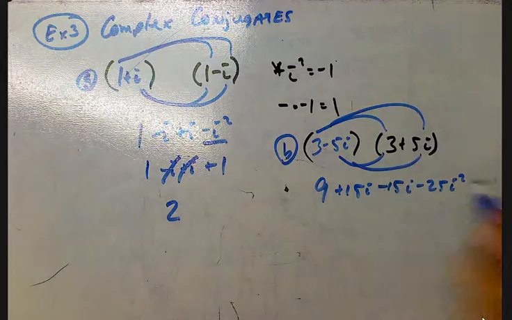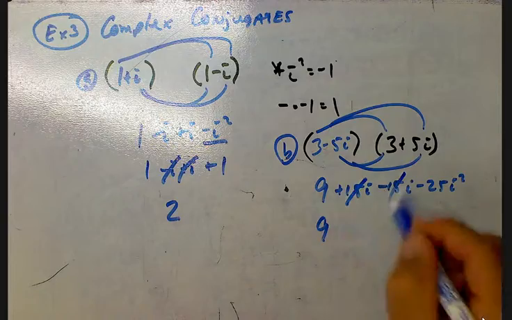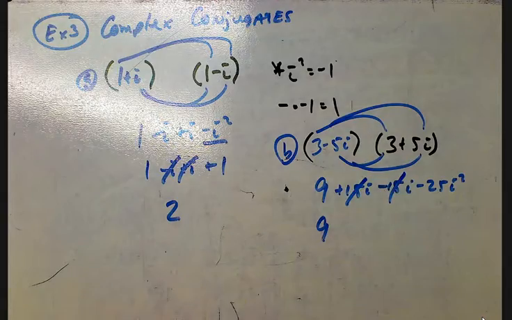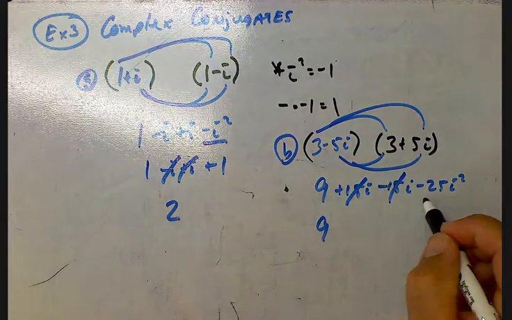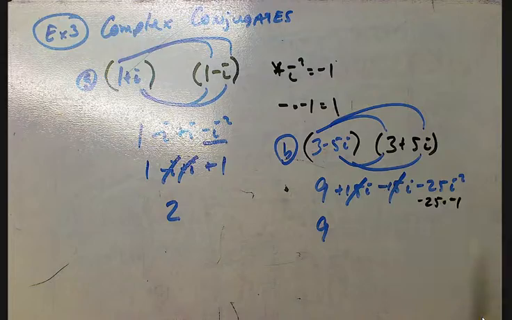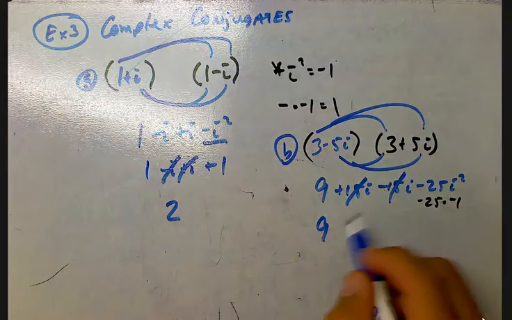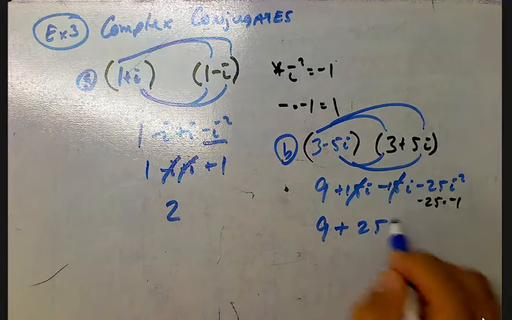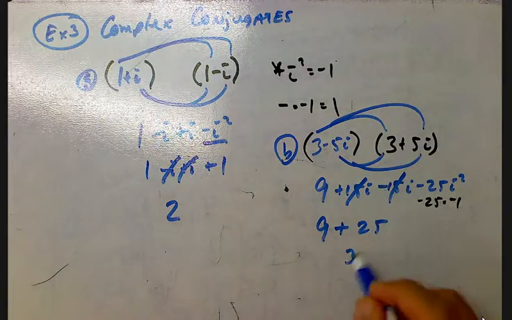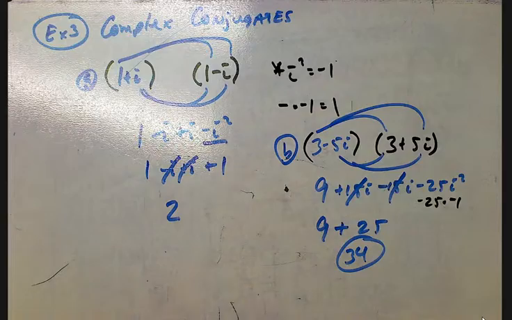So 9. Those two cancel each other out. Remember that negative 25i squared means negative 25 times negative 1. So negative 25i squared would be the same thing as positive 25. 9 plus 25 is 34. They are complex conjugates because the imaginary part drops out and you're only left with a real number of 34.